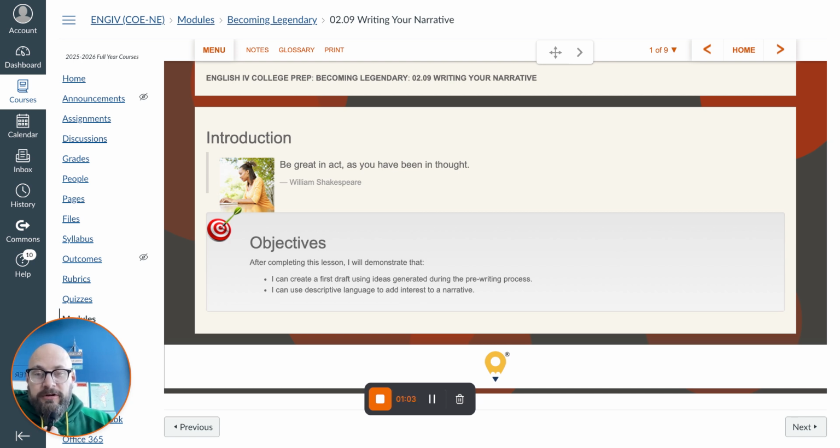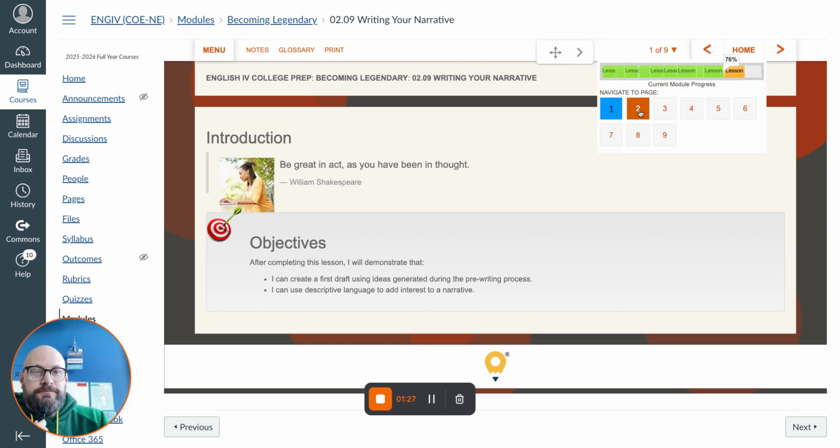So if you look at the objectives here, after completing this lesson, I will demonstrate that I can create a first draft using ideas generated during the pre-writing process. That's the specific process we're going to delve into in this lesson, the pre-writing process. And our second objective, I can use descriptive language to add interest to a narrative. All right. Slide 2.